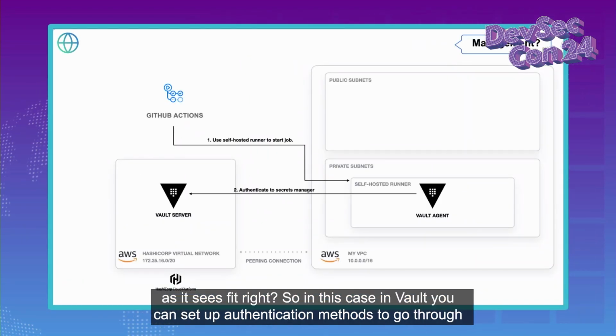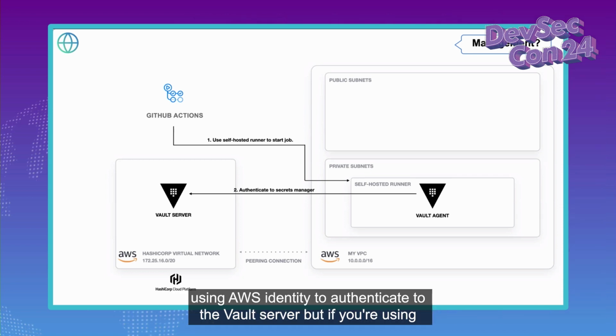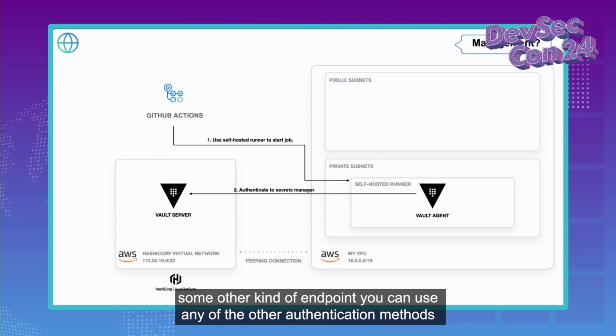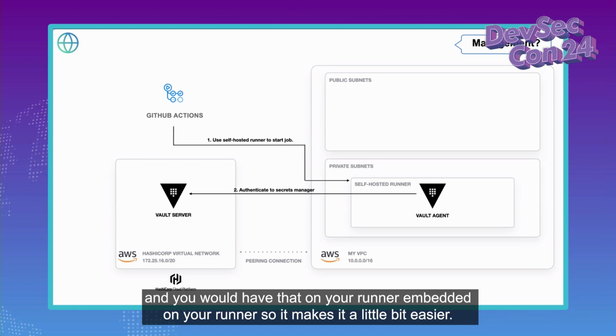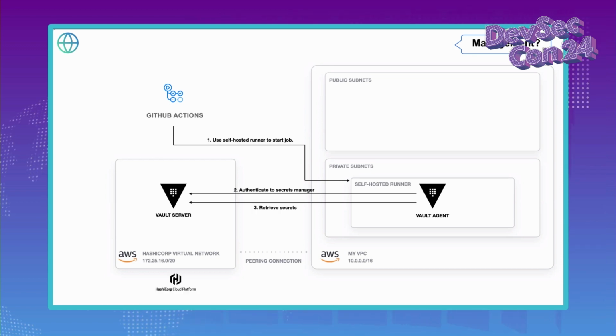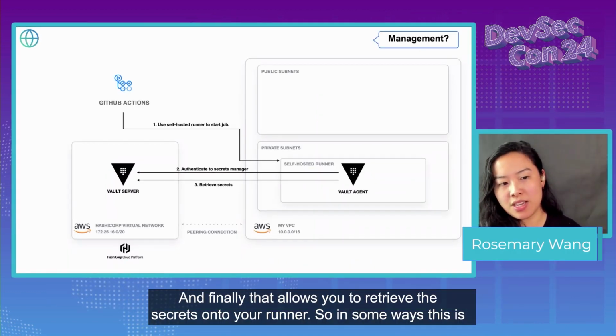So in this case, in Vault, you can set up authentication methods using AWS identity to authenticate to the Vault server. But if you're using some other kind of endpoint, you can use any of the other authentication methods, and you would have that embedded on your runner. So it makes it a little bit easier. And finally, that allows you to retrieve the secrets onto your runner.